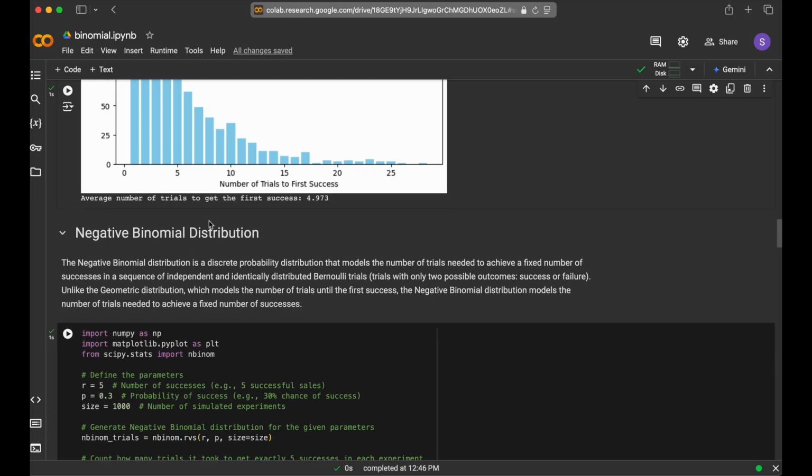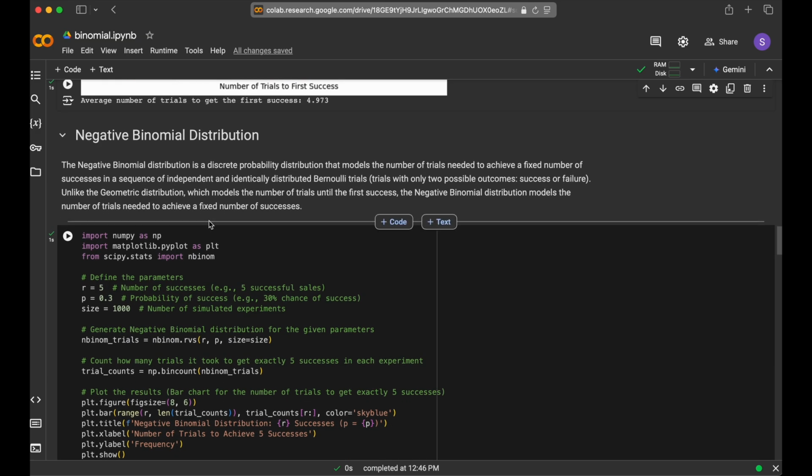And then the negative binomial distribution. The negative binomial distribution is a discrete probability distribution that models the number of trials needed to achieve a fixed number of successes in a sequence of independent and identically distributed Bernoulli trials. A Bernoulli trial has only two possible outcomes, success or failure. Using the geometric distribution, we model the number of trials until the first success, and with the negative binomial distribution, the number of trials needed to achieve a fixed number of successes.